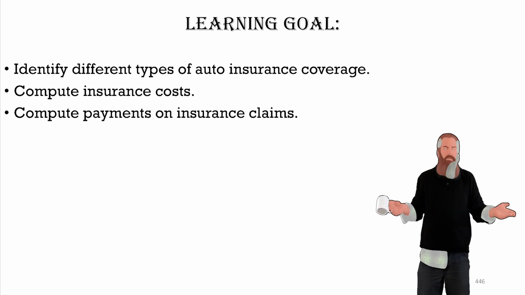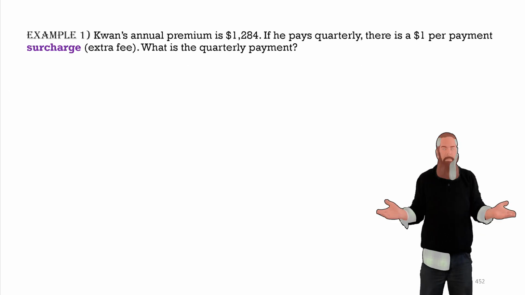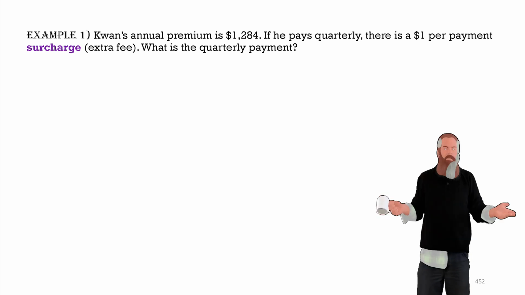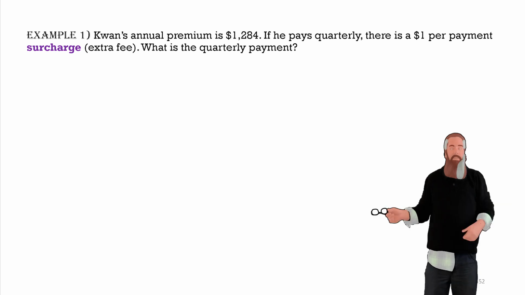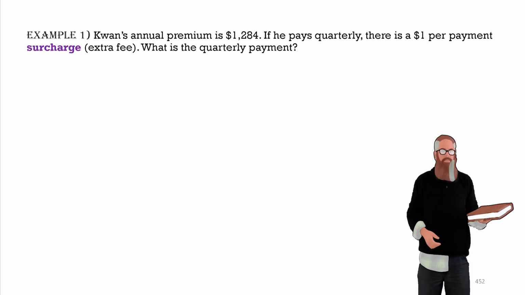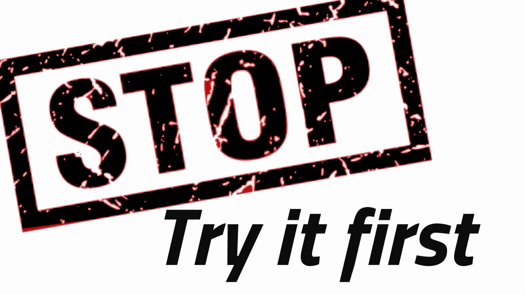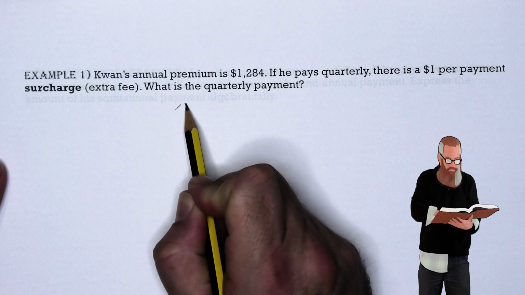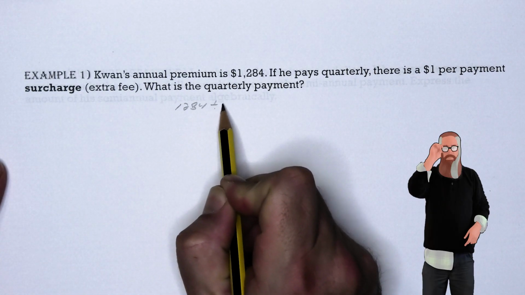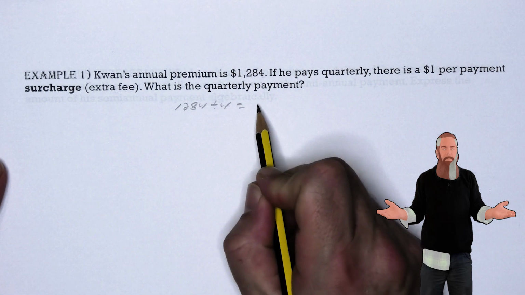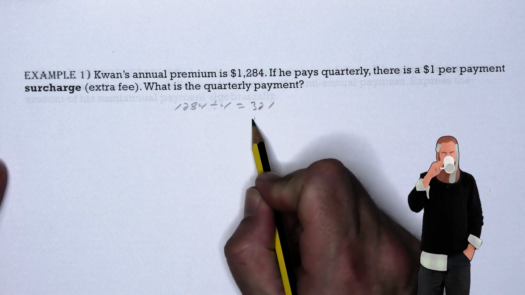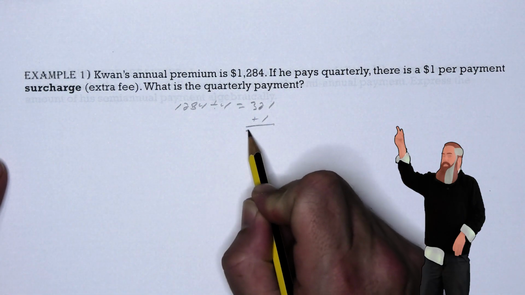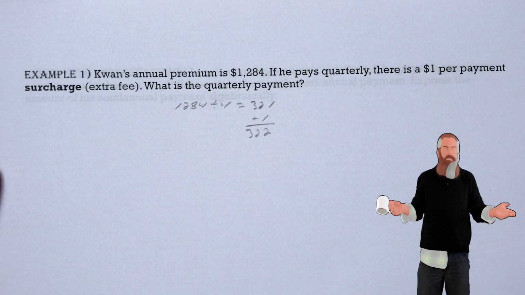Now, let's compute insurance costs. Kwan's annual premium is $1,284. If he pays quarterly, there is a $1 per payment surcharge or extra fee. What is the quarterly payment? The first thing we're going to do is take that $1,284 and divide it by 4 to find the quarterly payment of $321. We will then add the $1 fee to get $322.